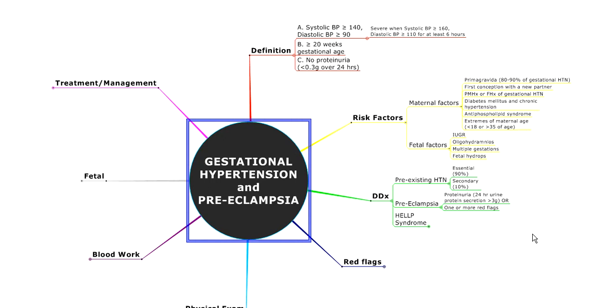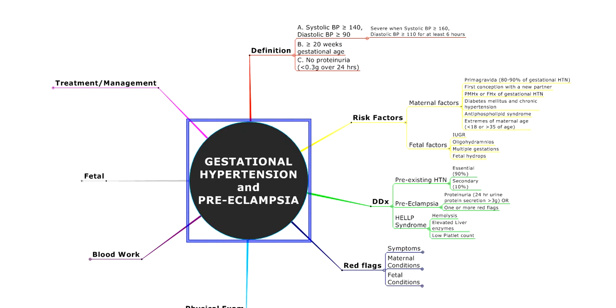HELLP syndrome is an obstetric complication that is present in 10 to 20% of women with severe preeclampsia. The exact cause of HELLP is unknown, but general activation of the coagulation cascade is considered the main underlying problem. HELLP syndrome includes hemolysis, elevated liver enzymes, and low platelet counts.